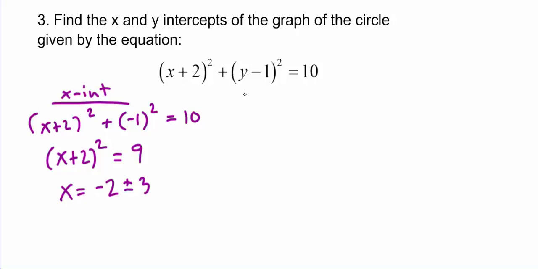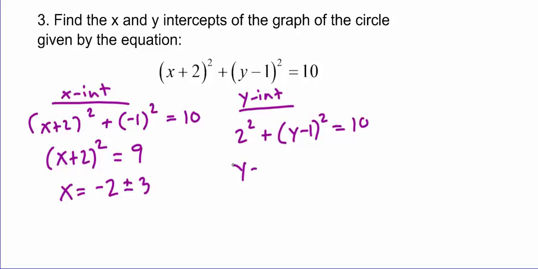All right, let's go through the same process for the y-intercepts. Again, the y-intercept is defined as anywhere our x value is equal to 0. X is 0, so I'm going to have 2 squared plus y minus 1 squared equals 10. And we'll go about solving that. So if I subtract 4 from each side, I'll get 6. This one's not going to be the nice perfect square that we had on the last one, but we're okay with that. So y is equal to 1 plus or minus the square root of 6.